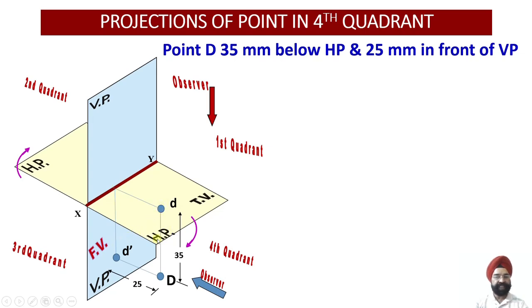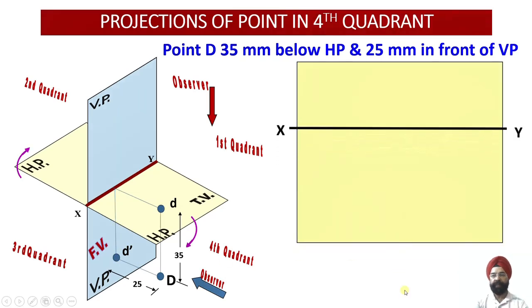So how much is this distance? This distance happens to be 25 millimeter. Since the distance of the point from the VP is lesser, this point will be located over here. Had the distances been reversed, D would have appeared here and D dash would have appeared here. But if the distances were equal, both these points would have overlapped.